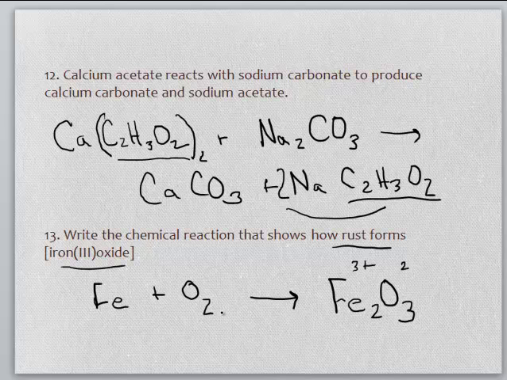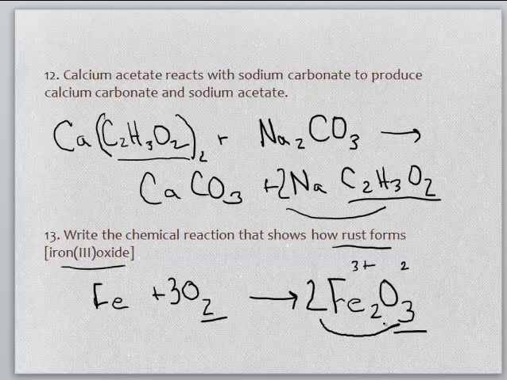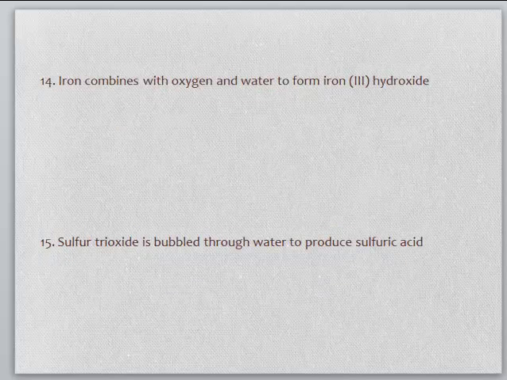So we're going to balance this one, and here we've got that oxygen 2:3 ratio. So if you remember, we put the 3 in front of the oxygen, a 2 in front of the iron oxide to make that 6 oxygens and 6 oxygens. And then we just need to balance the irons. 2 and 2 is 4, so we have 4 irons on the left side. Let's take a look at a couple more.